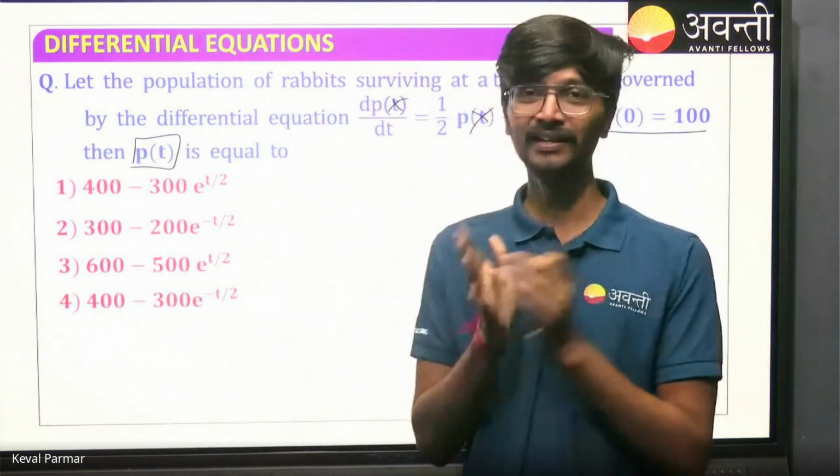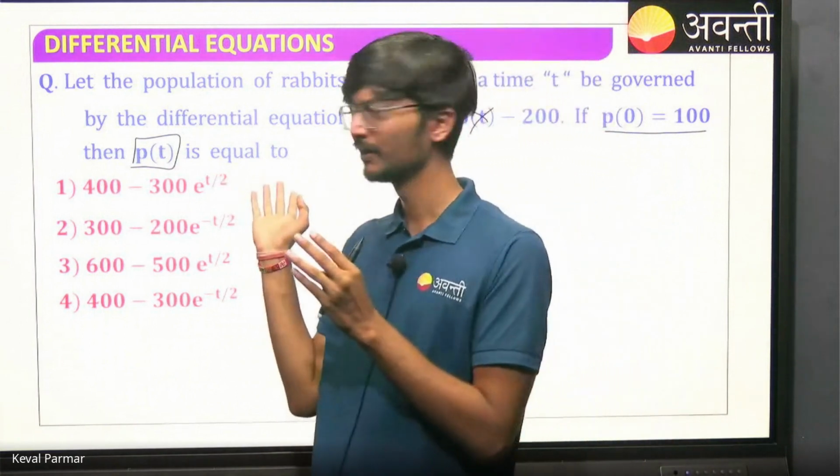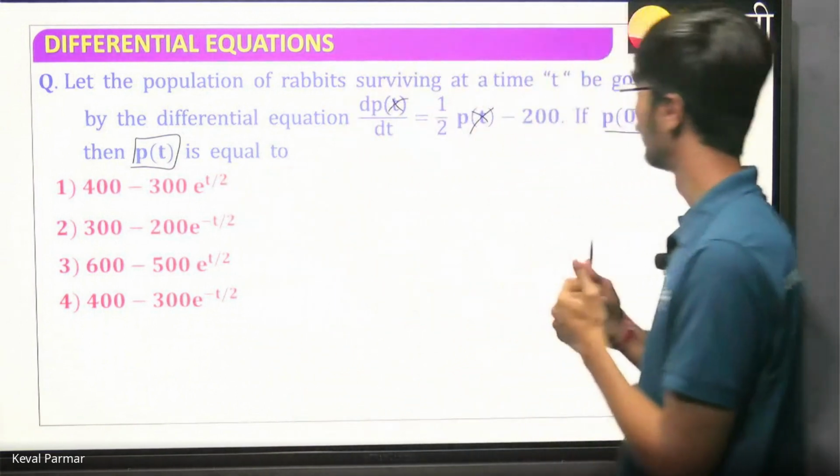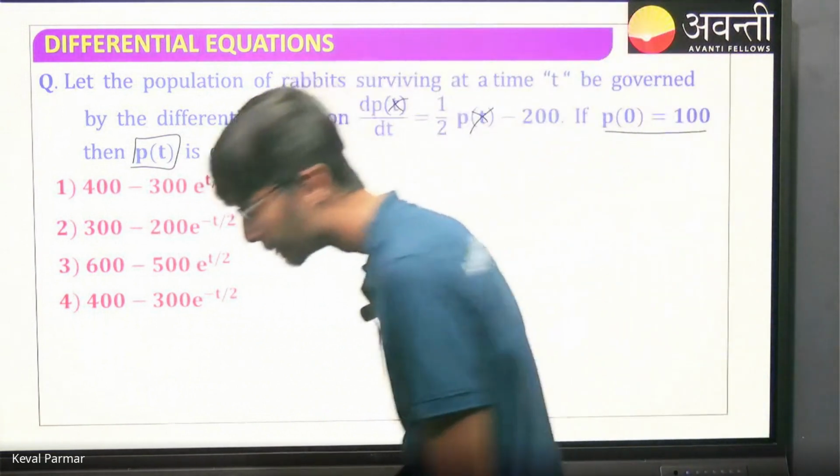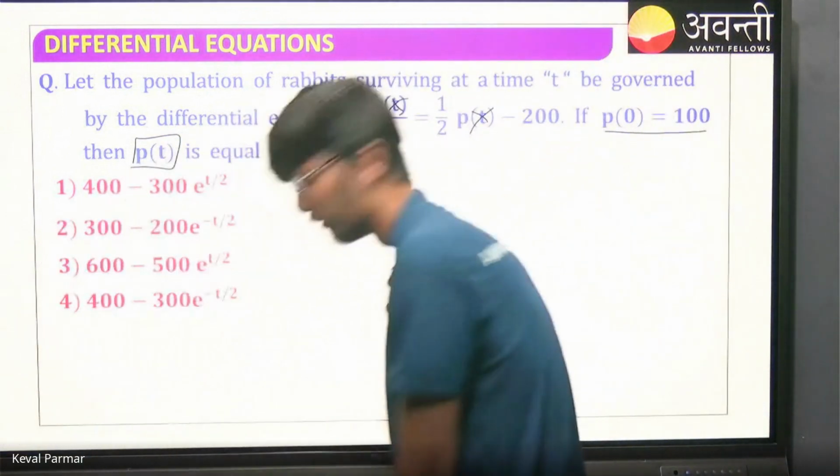दोनों के क्वेश्चंस कर लिए हमने, वेरिएबल सेपरेबल किया, एंड लास्ट में I think last question we did was linear D. No one solved till here.